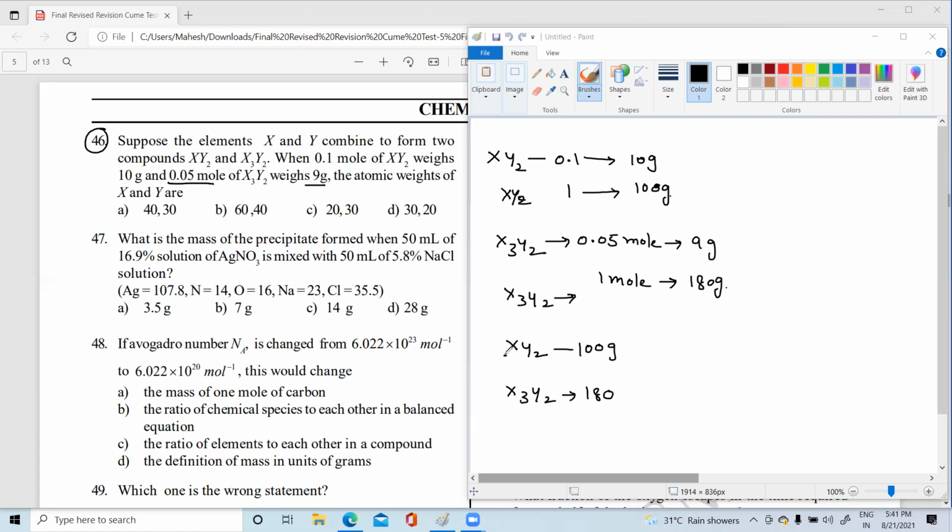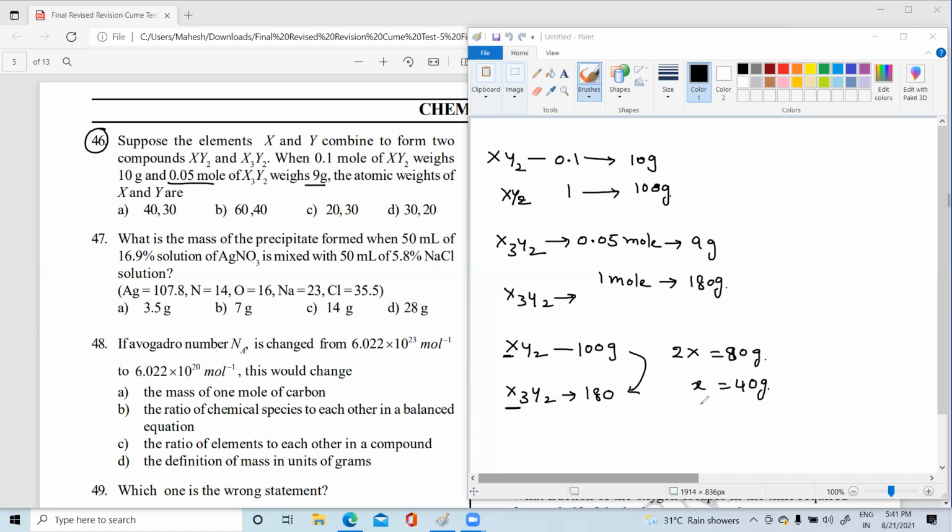Here only one x is there, here two extra x atoms are there. So how much mass is increased here? 80 grams is increased. Nothing but 2x equal to 80 grams, right? Then x equals how much? The atomic weight is 40 for x.